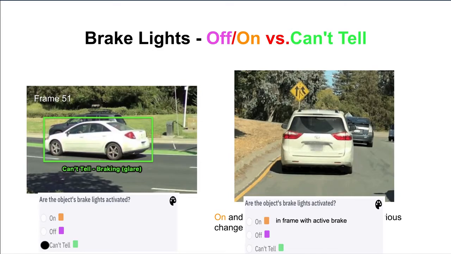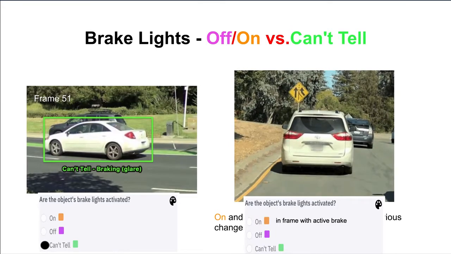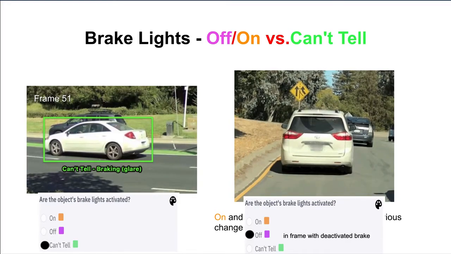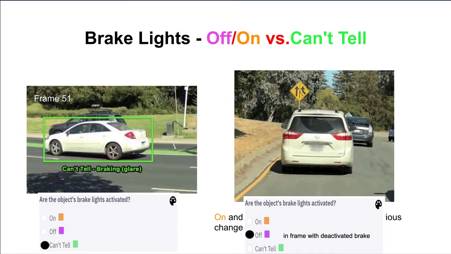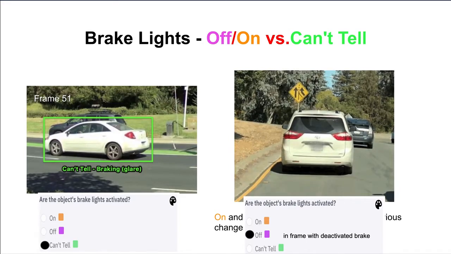Like in the frame where we can see the active brakes, this one, then we'll put on. And then in the frames where we know that the brakes are not activated, even though it may have been glary to begin with, we want to select off once we are able to notice that change between frames.